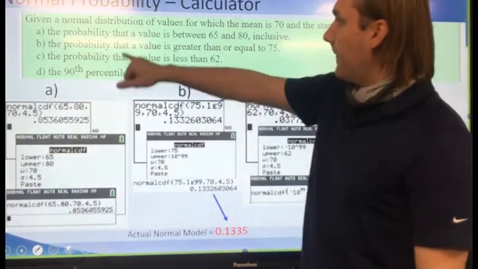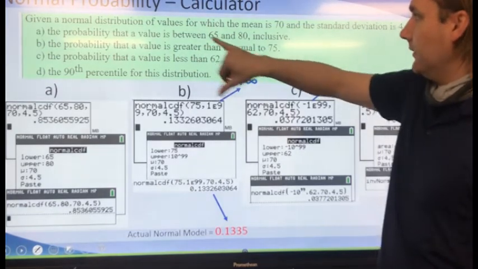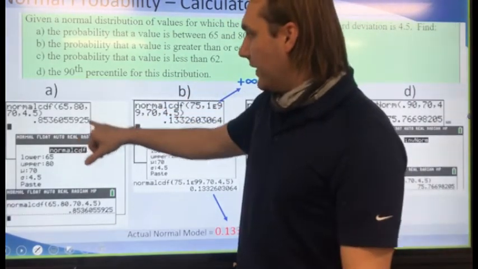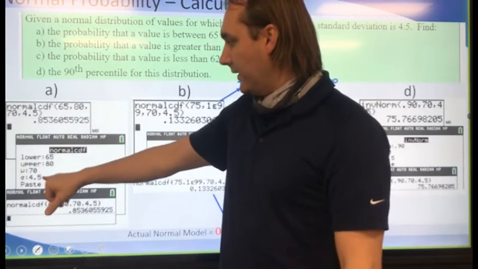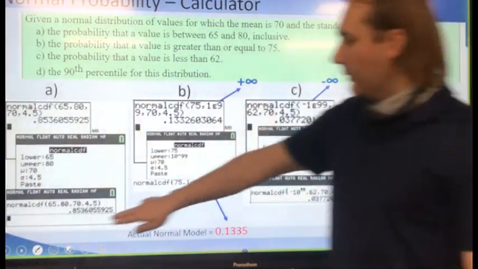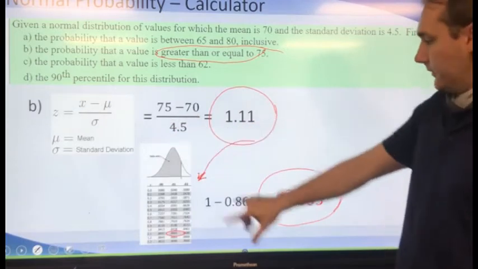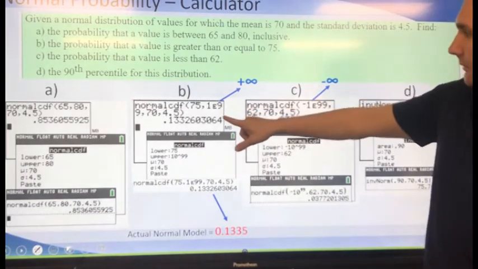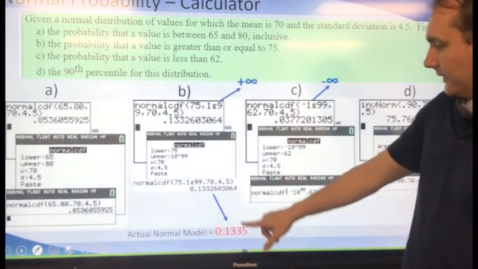So example here, probability that the value is between 65 and 80. Normally we would find the z-score here, and subtract the two. But for the calculator, it actually has that set up to where you can find the upper and lower, plug in the mean and the standard deviation, and it gives you that probability. Now notice with B, what do we find with B using the z-table? This is using a perfect normal curve. I got 0.135. But with the calculator, using this here, I got 0.1332603. It's a little off.